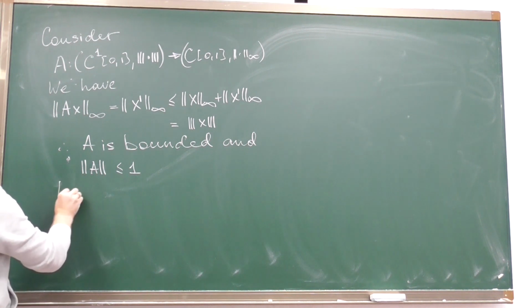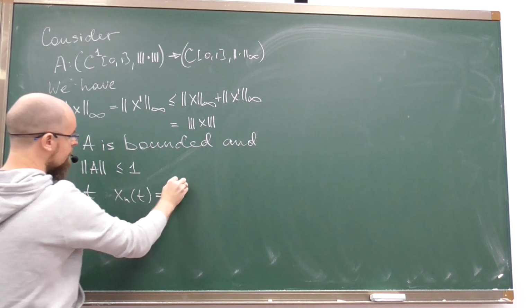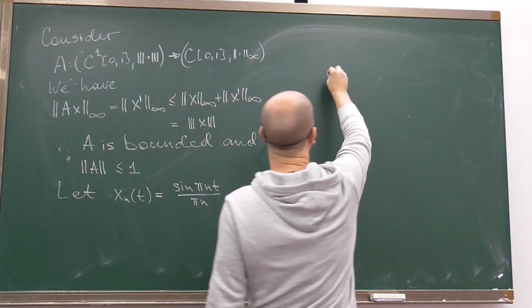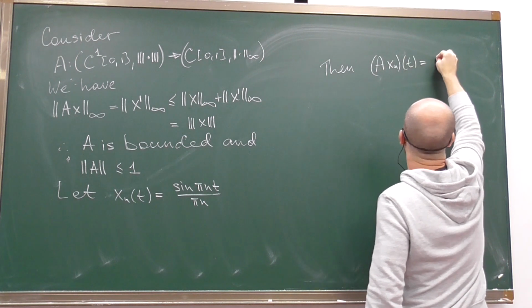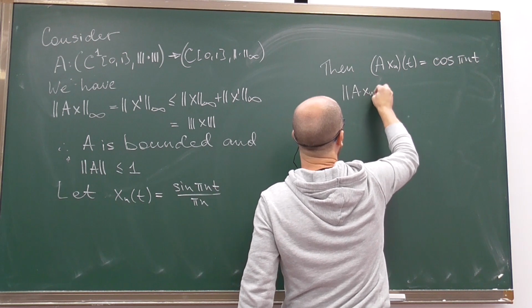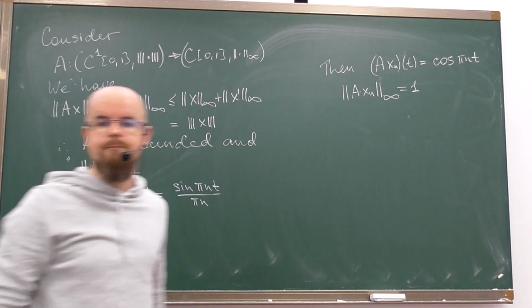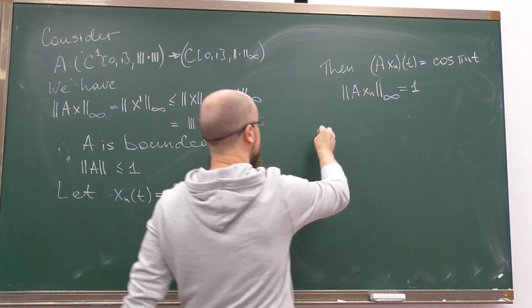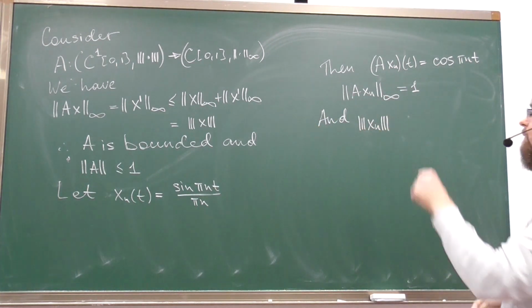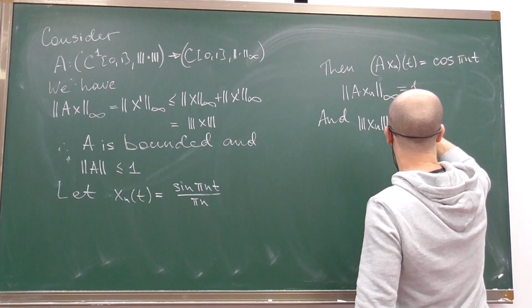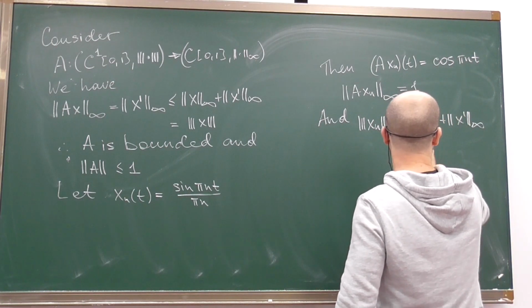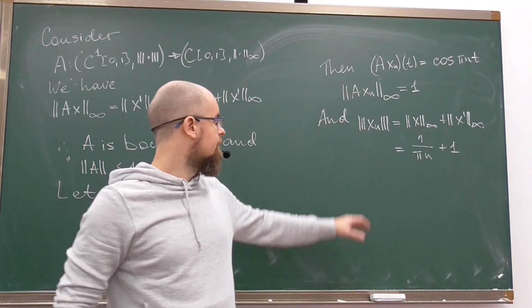Now let's take x_n to be sine of pi n t over pi n. Then the A x_n is cosine pi n t. That is, the norm of A x_n is 1. On the other hand, the new norm of x_n in C1 equals to the norm of x plus the norm of its derivative, which is 1 over pi n plus 1. So this norm is exactly this norm.